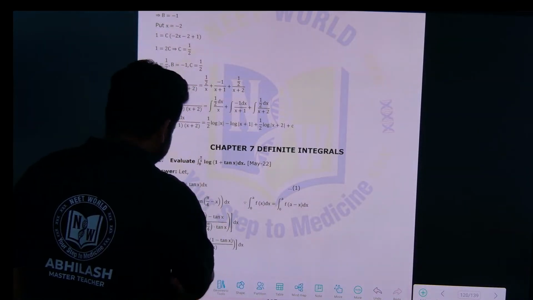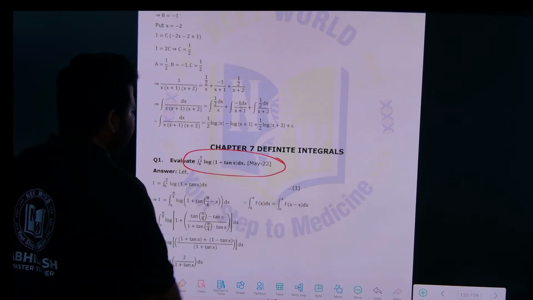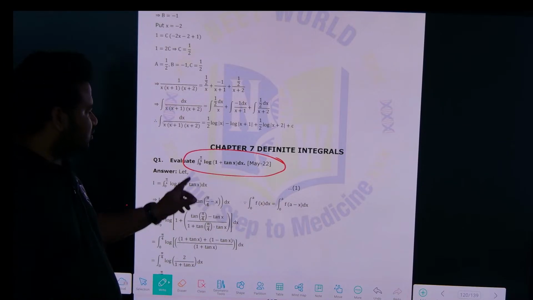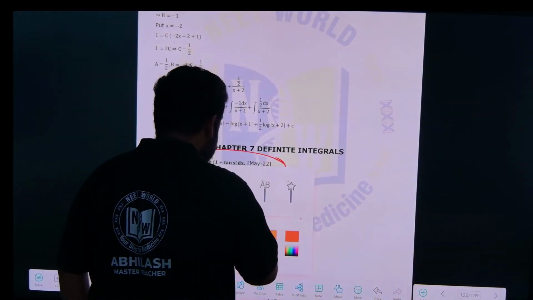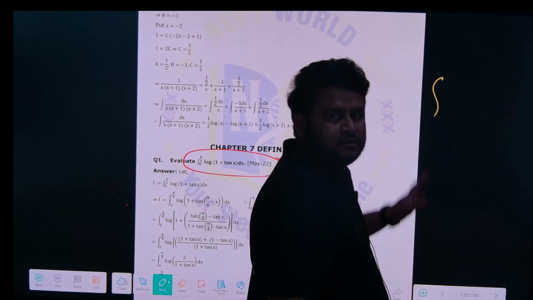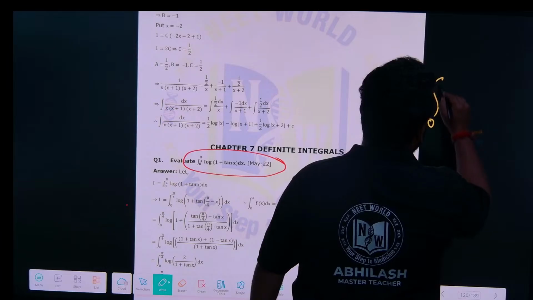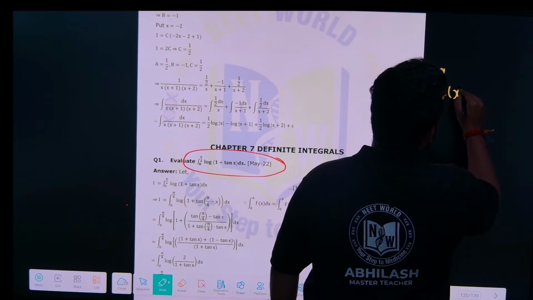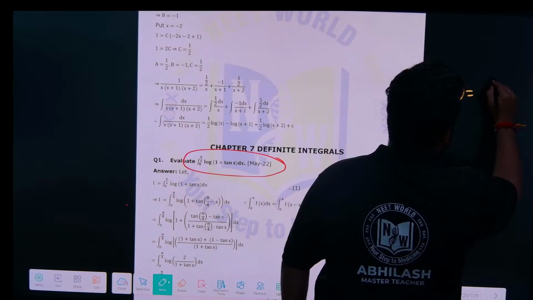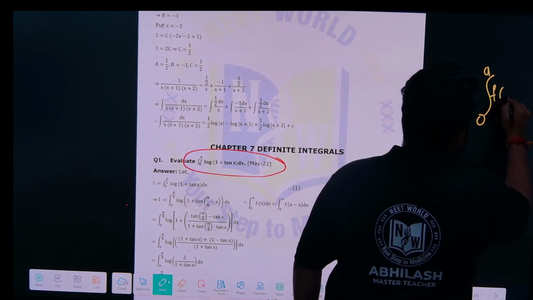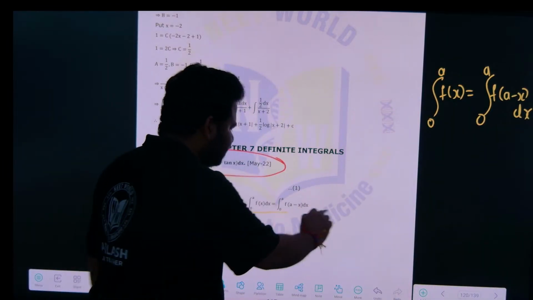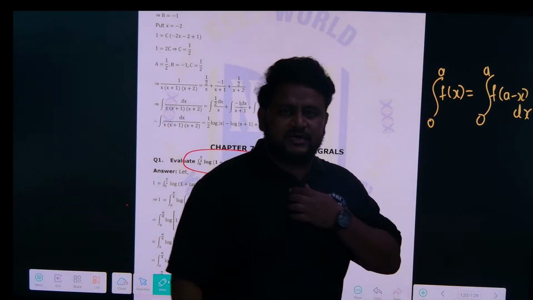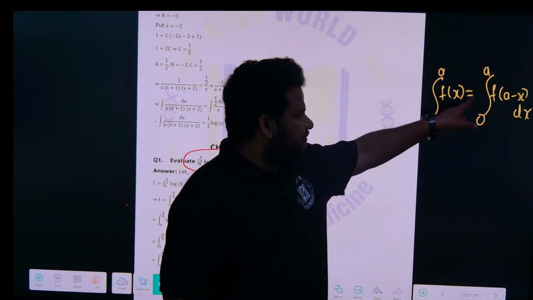See here, the first question that is given is the integral from 0 to pi by 4 of log of 1 plus tan x dx. Before going to this question, I would like to tell you about one very important result. You can also see it on the screen: the integral from 0 to a of f of x dx is equal to the integral from 0 to a of f of a minus x dx.